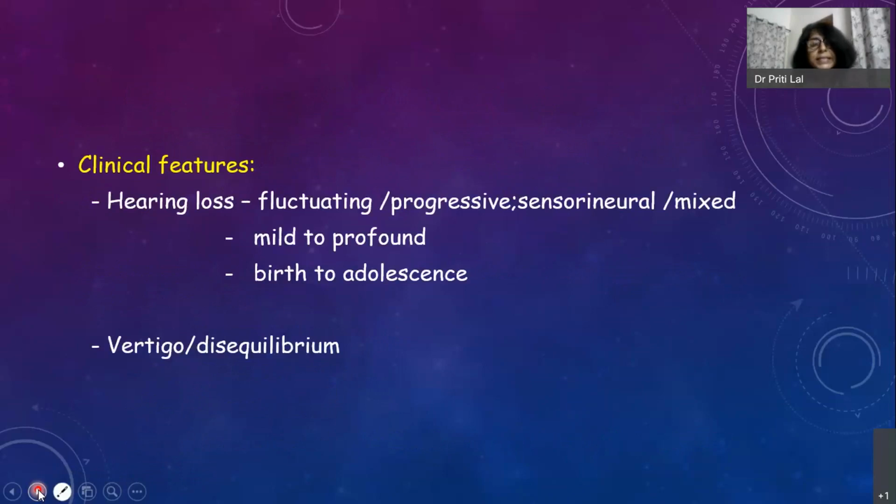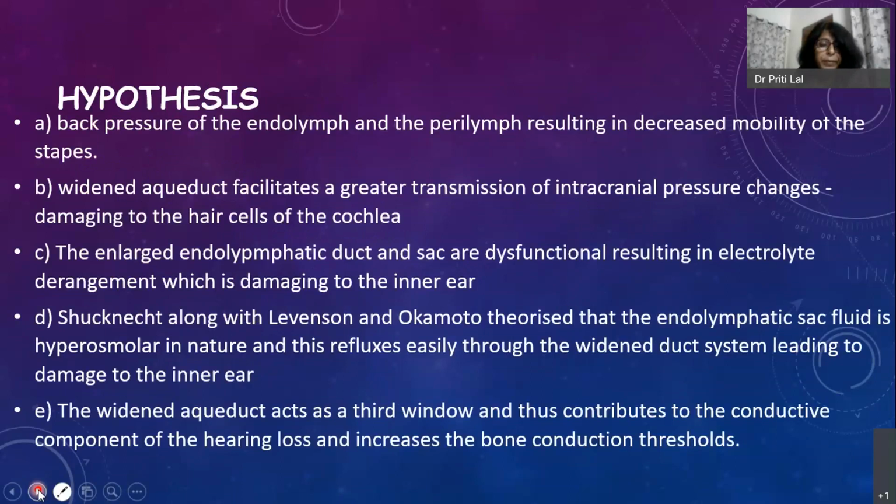The patient presents with fluctuating or progressive sensorineural or mixed hearing loss, which may be mild to profound, and the age of presentation may be anywhere from early childhood to adolescence. They may also have some amount of vertigo or disequilibrium.